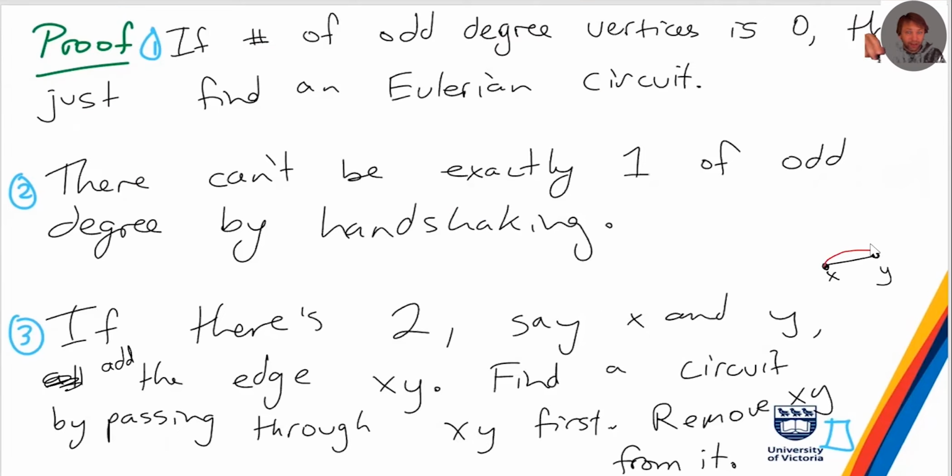So if I take an Eulerian circuit, it uses every edge once. In particular, it uses the red edge once, right? And basically, I can think of that as removing that edge from the circuit and starting at Y from the point after that red edge is used. That'll go through every edge exactly once, and it'll end at X, right?